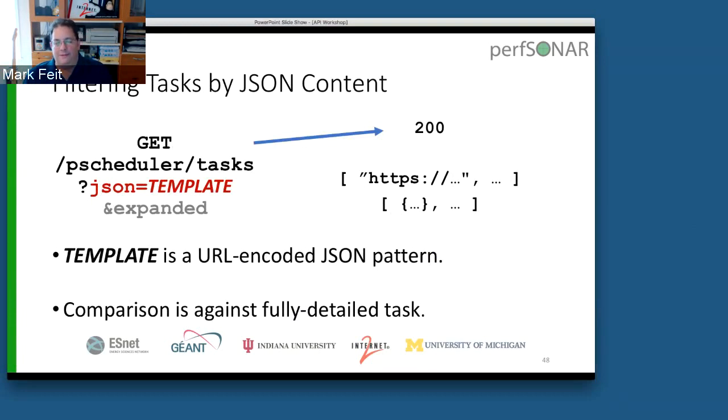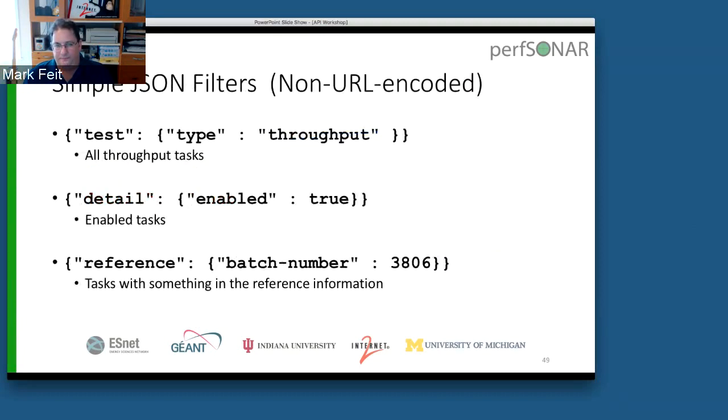The comparison that it makes is against the fully detailed task, so it's the equivalent of looking at what you get back if you ask for the details. So just to show you some samples of things you can query against here, this is how you would get all of the throughput tasks. And if you were to look in the fully detailed version of a task, you'd go down to the test item, and then down to the type item, and that's a string throughput. So if you give it this JSON pattern, it will find every task where that exists exactly like that.